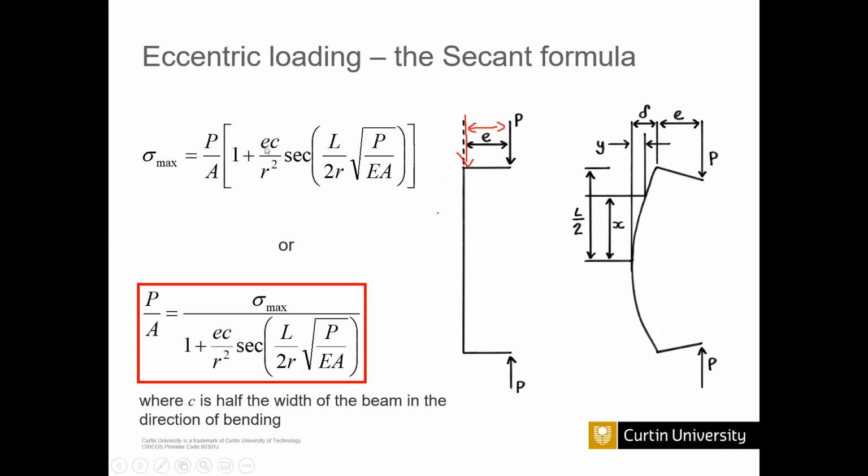E normally they will provide. And R, radius of gyration. So you can find out this ratio.